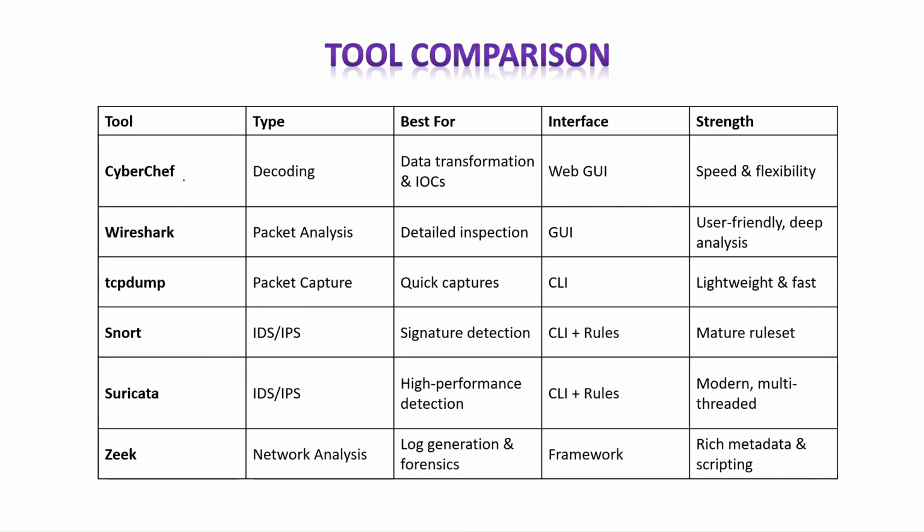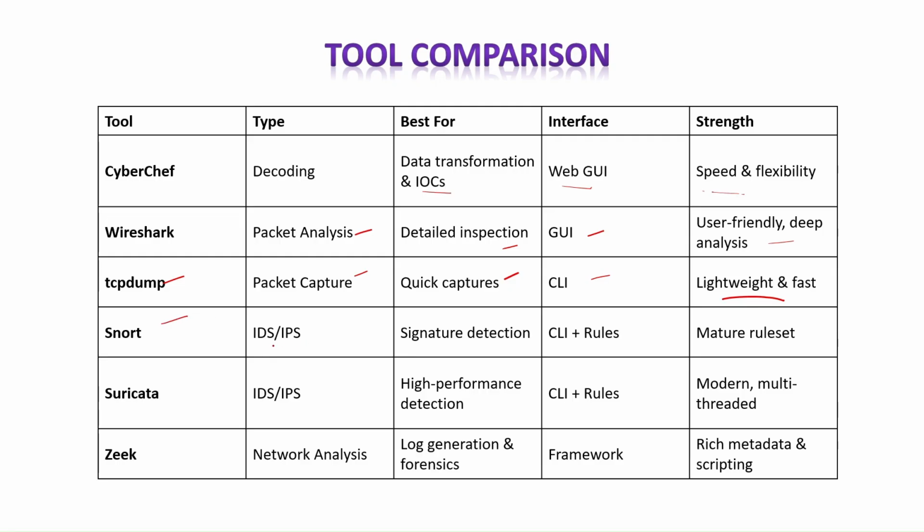So these are the tool comparisons. CyberChef is for decoding, it is best for data transformation and indicators of compromise. Interface is GUI and its strength is speed and flexibility. Wireshark is for packet analysis. It gives us detailed inspection. Interface is GUI and its strength is user-friendly and deep analysis. tcpdump is again for packet capture. It is best for quick capture. Interface is CLI and its strength is that it is lightweight and fast.